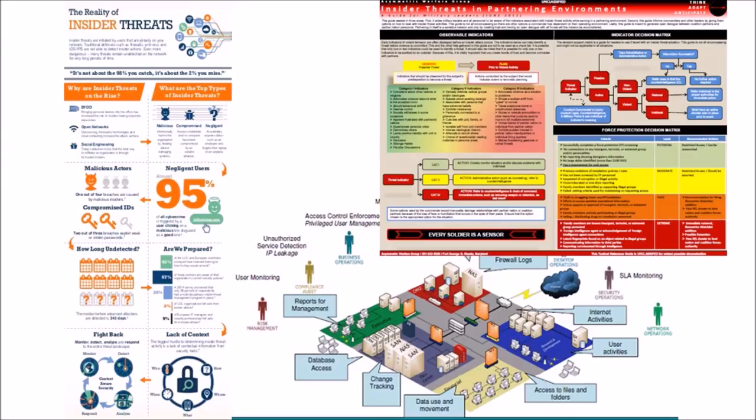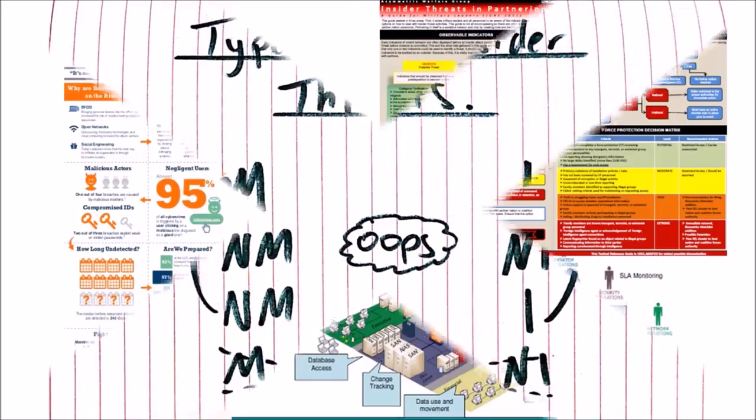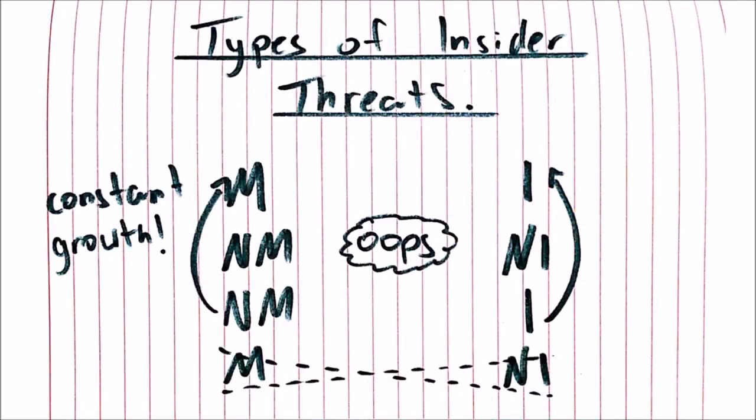As you can see, there's lots of diagrams, lots of frameworks, lots of workflows telling you what you're doing wrong, how it needs to be fixed, but I guess you all know that. So we're not going to focus on it. Let's get to the topic. There are a few types of insider threats. In fact, there are three.